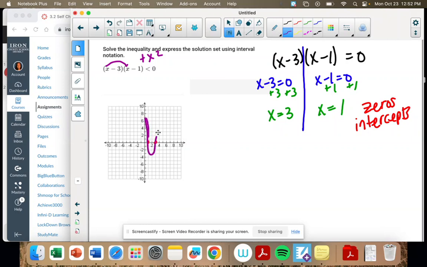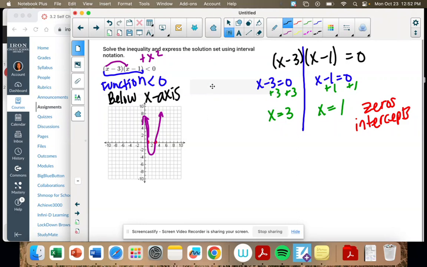And it doesn't matter how far down it goes, it doesn't affect our interval, because all we're looking at is the function. This is the function, our factors, is less than 0. That means below the x-axis.